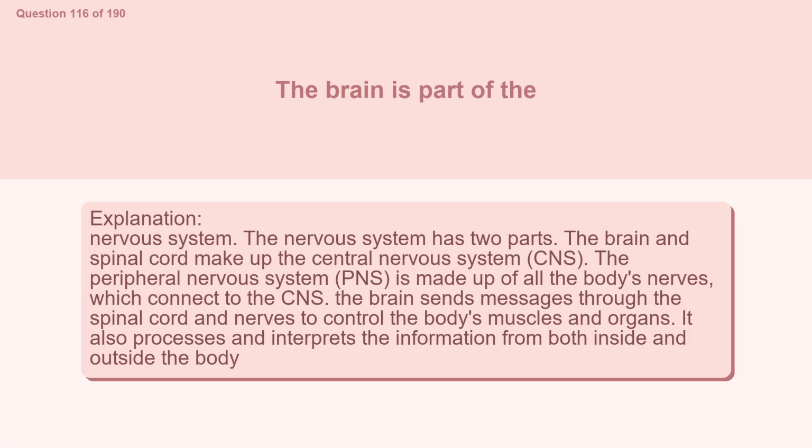The nervous system has two parts. The brain and spinal cord make up the central nervous system, CNS. The peripheral nervous system, PNS, is made up of all the body's nerves, which connect to the CNS. The brain sends messages through the spinal cord and nerves to control the body's muscles and organs. It also processes and interprets the information from both inside and outside the body.